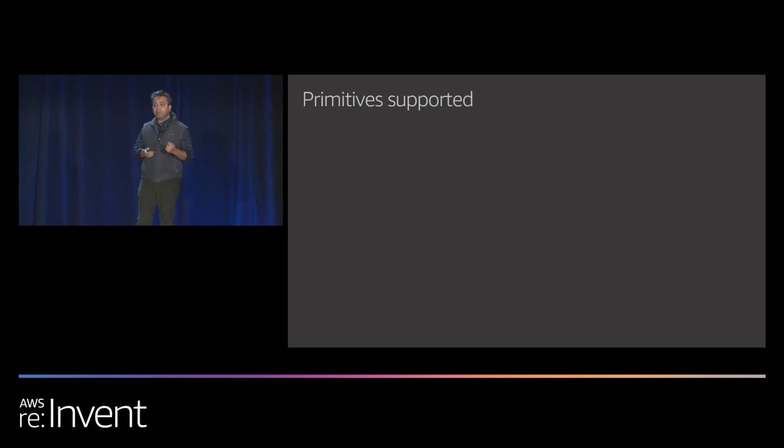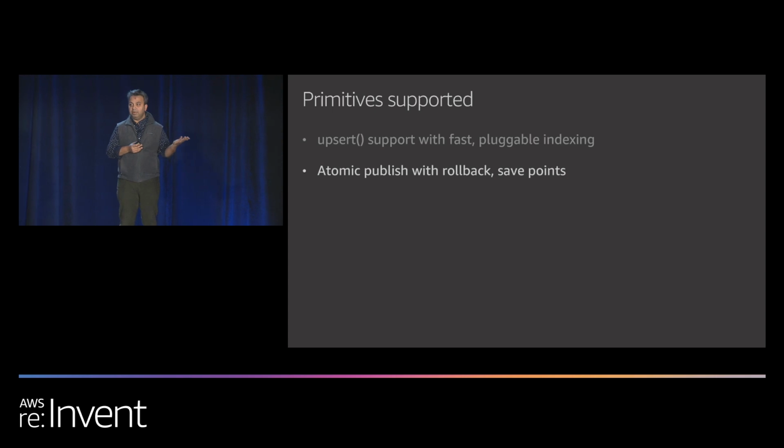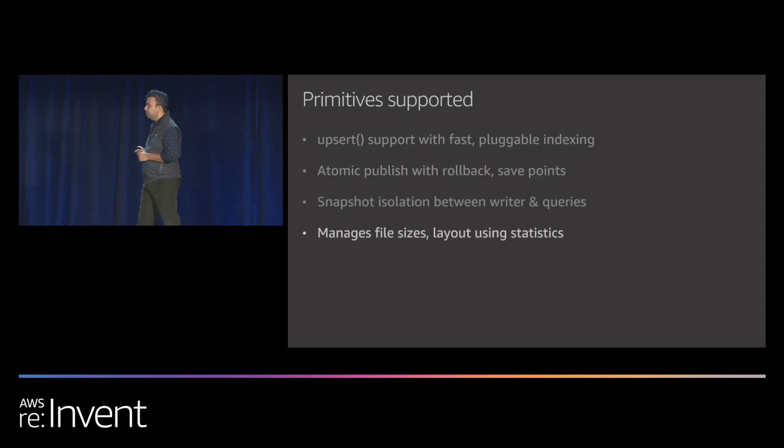So technically, what are the primitives that we are supporting? Hoodie supports a fast upsert-based system with a pluggable indexing mechanism. It allows you to atomically push the updates with rollback and save points. That means you can go back in time. Really useful for real-time data if you have dirty data coming in or if you have to recompute data sets. It gives you snapshot isolation so that readers and writers see the same data. Because S3 is eventually consistent, you can have multiple pipelines writing the same data set, and therefore readers, if you don't use consistent view, might see different forms of the data set.